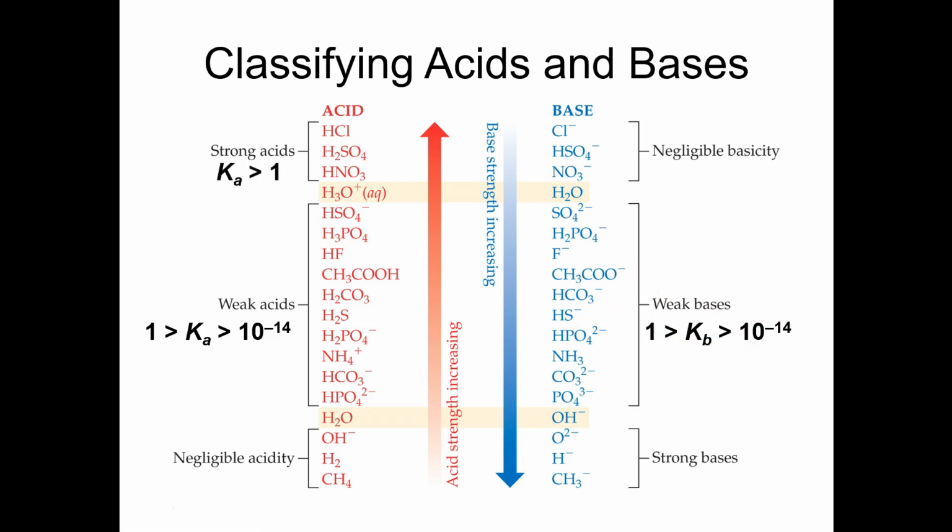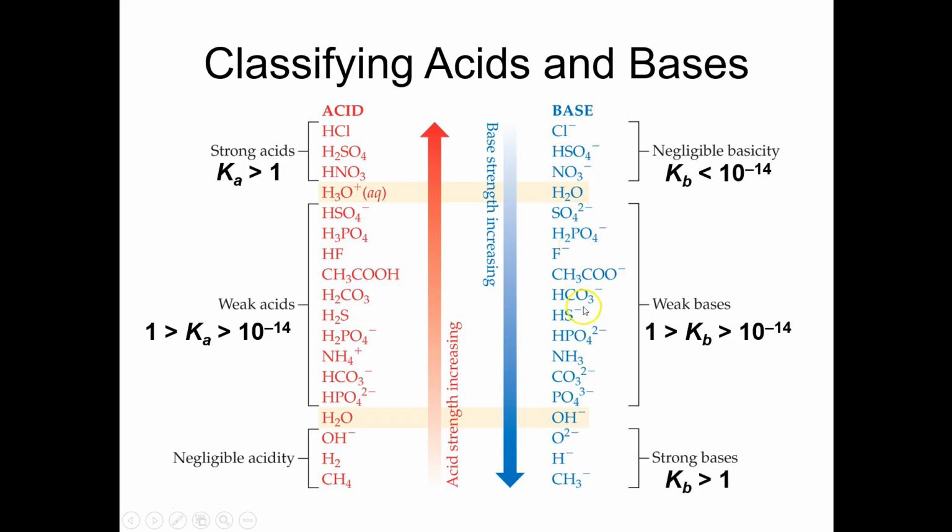Now we have defined strong acids as having K values greater than 1. Using Ka times Kb equals Kw, what that means practically is that negligible bases are negligible because their Kbs are less than 10 to the minus 14th. In other words, they are worse at deprotonating water than water itself is, and so they won't have any effect.